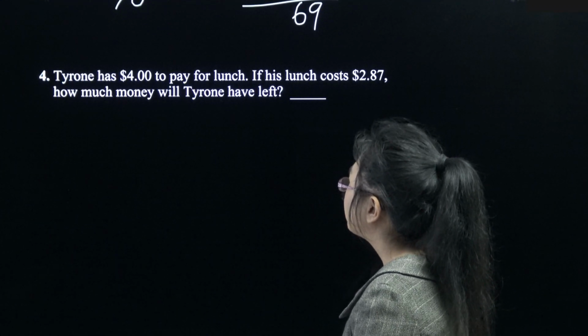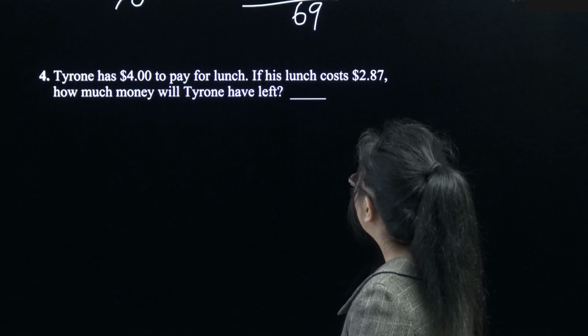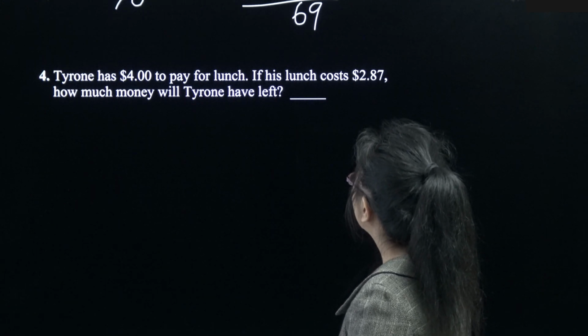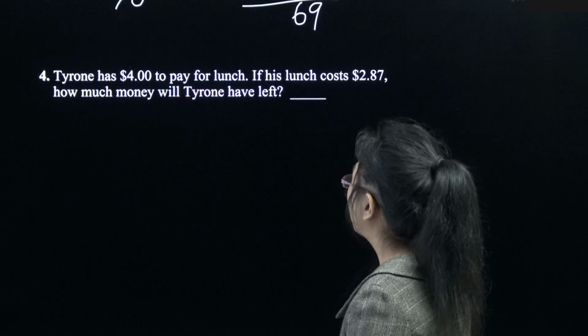Tyrone has $4 to pay for lunch. If his lunch costs $2.87, how much money will Tyrone have left?